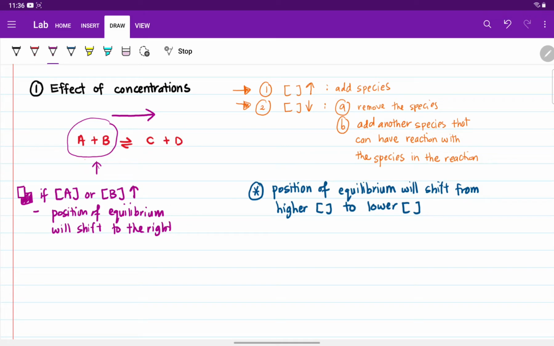Adakah dia akan bergerak ke kanan dan sentiasa menghasilkan C dan D? No. The position of equilibrium will shift to the right until, sampai bila? Until equilibrium is reattained, ataupun kita boleh kata re-establish. Jadi once equilibrium dah terhasil semula, forward reaction akan stop.